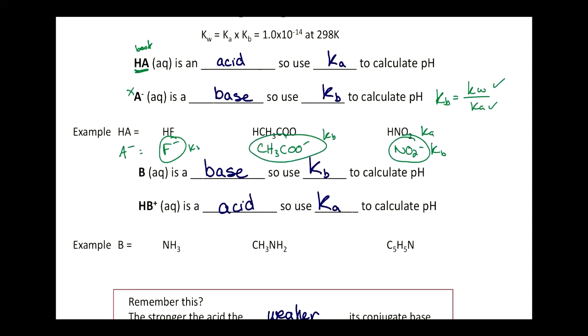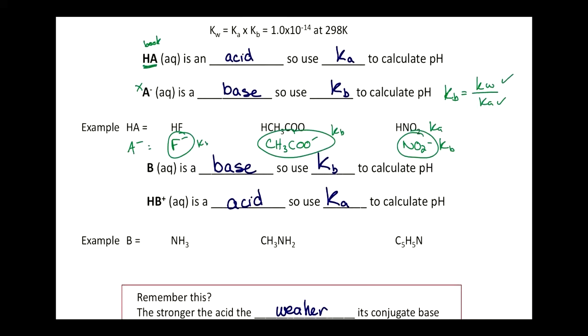Okay, so those are for acids. Bases, same idea. Ammonia is a base. You use Kb to calculate the pH. But if you put NH4 plus into water, that's an acid, so you have to use the Ka. But you get the Ka by just calculating it. It's Kw over Kb, right? That's the relationship. But it's reading the formula and understanding, what am I looking at? Am I looking at the base or the conjugate acid? And that's the hard part.